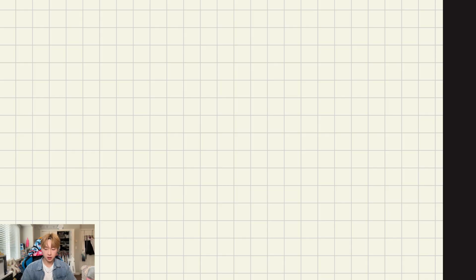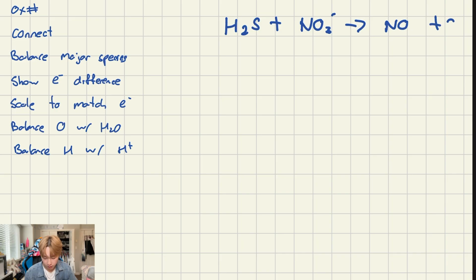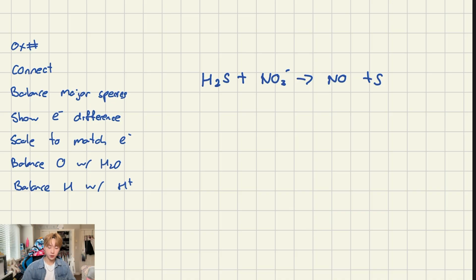Now we can do the oxidation number method. Okay, here are the steps to this method. We're going to try our example of H2S plus NO3 minus becoming NO plus S, and this is in an acidic solution. First, we need to write out all the oxidation numbers. We know that H is going to be +1. That contributes to +2 because you have 2 of them. So our S must be -2 because the whole thing is neutral. So -2.